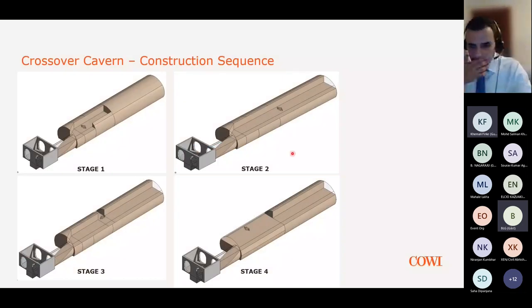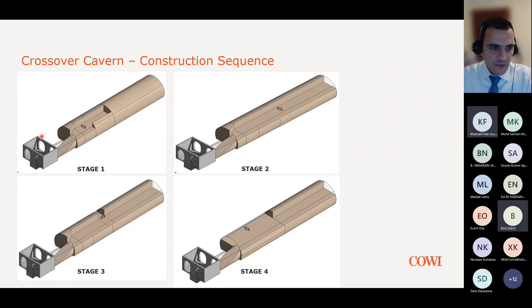Some photos, moving on towards the end of the presentation, of the construction. So we had to come up with a fairly complicated construction sequence for the cavern. It was quite important for the contractor to excavate this quite soon, so they would be able to have two teams tunneling from either end of the contract, in both directions. So it was quite important to tunnel through this cavern quite early in the program.